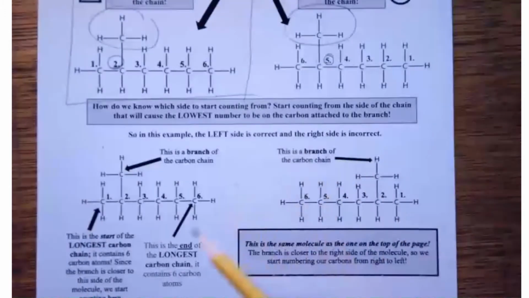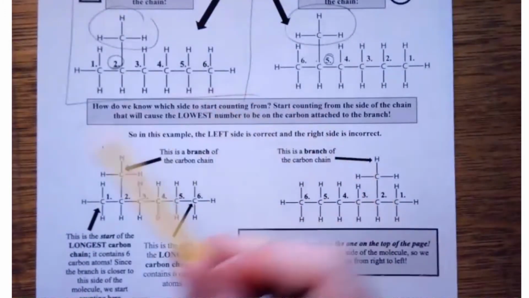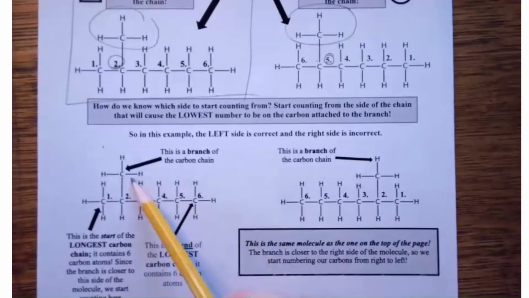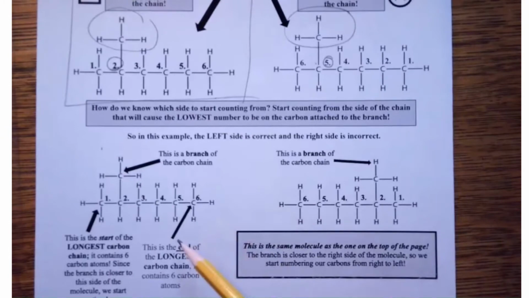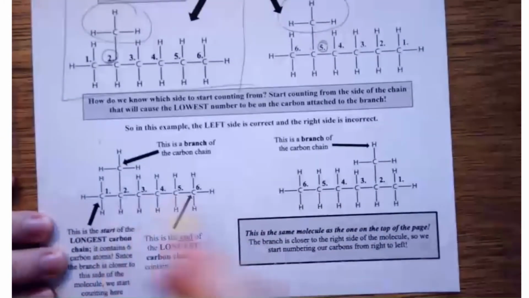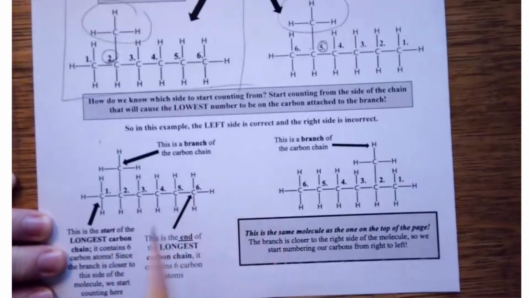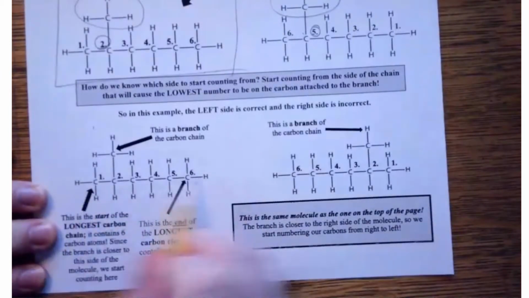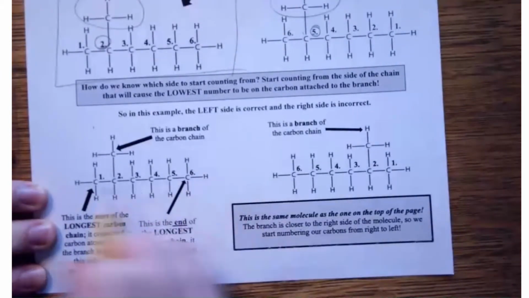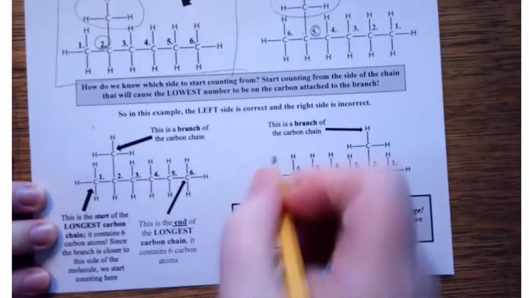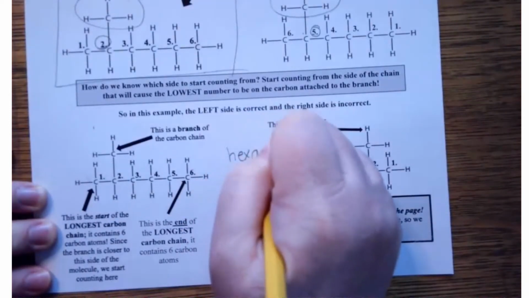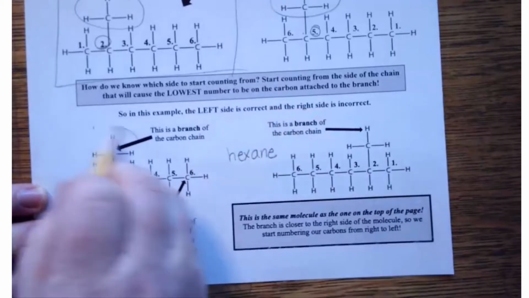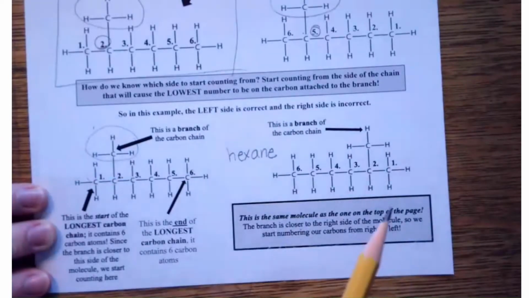So when we name the whole thing, we have to name the branch and we have to name the longest chain, okay? So when we name this, how do we name it? We name the chain. What's the chain? 6 carbons, all single bonds between the carbons. 6, do you remember, is hex. Ane is that ending. But we got a group right here, right?